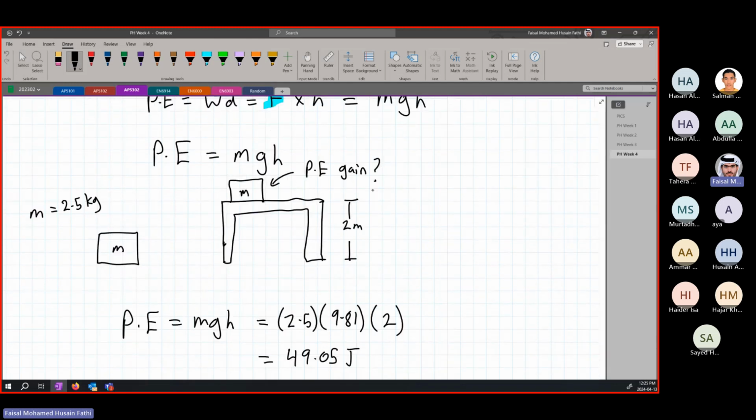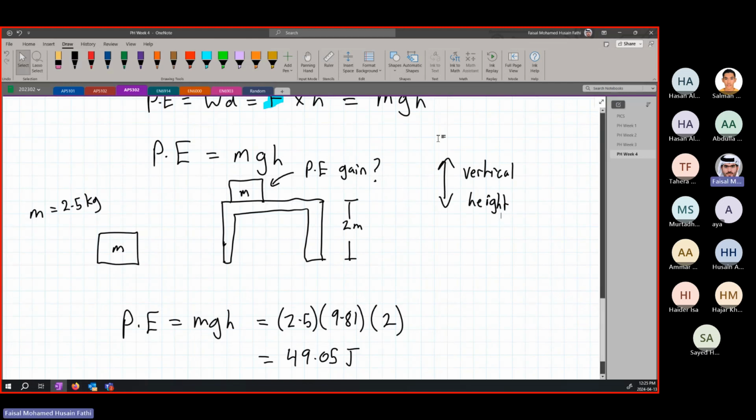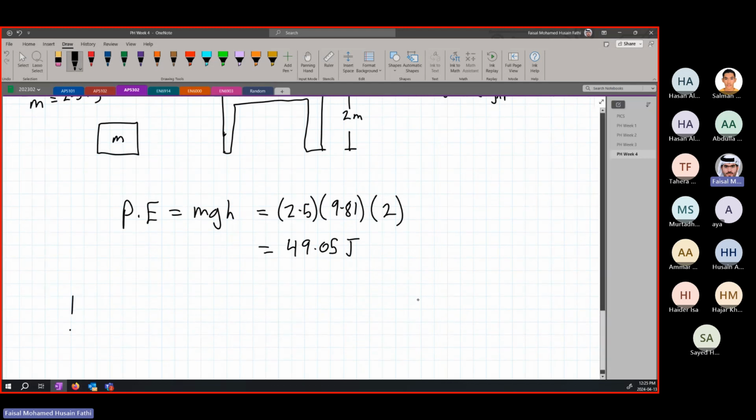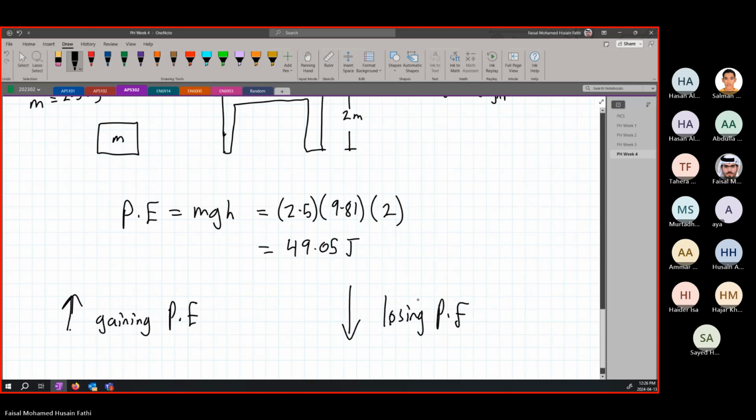Remember, potential energy means vertical height. Okay? Every time an object is going higher up, it is gaining more potential energy. Every time it is going down, it is losing potential energy. All right? So if it is going up, it is gaining potential energy. If it is going down, it is losing potential energy. That is the whole concept of potential energy.